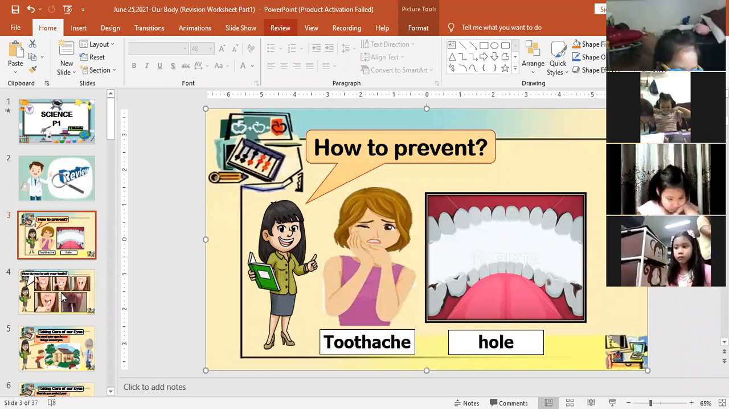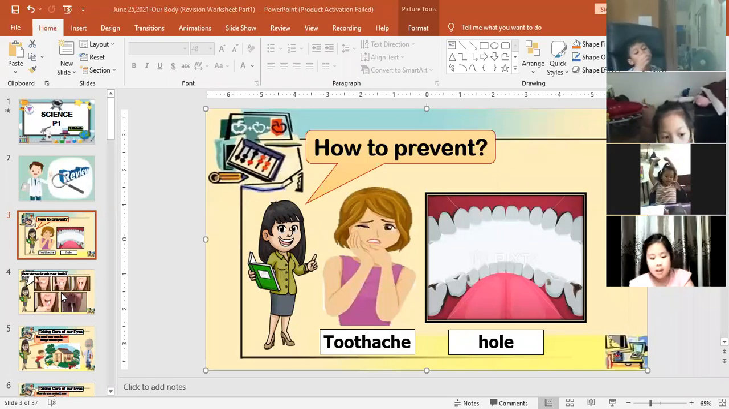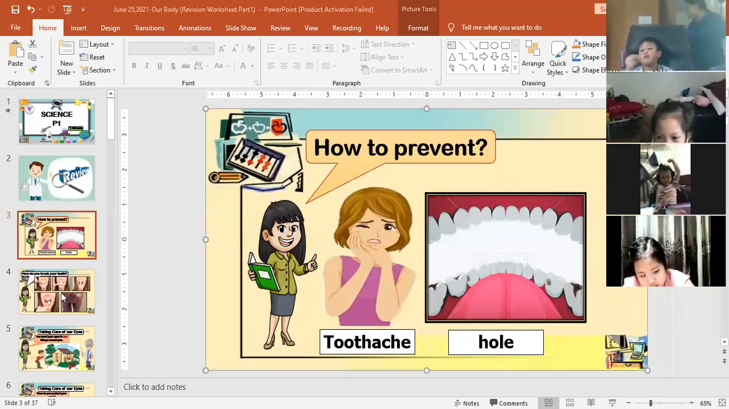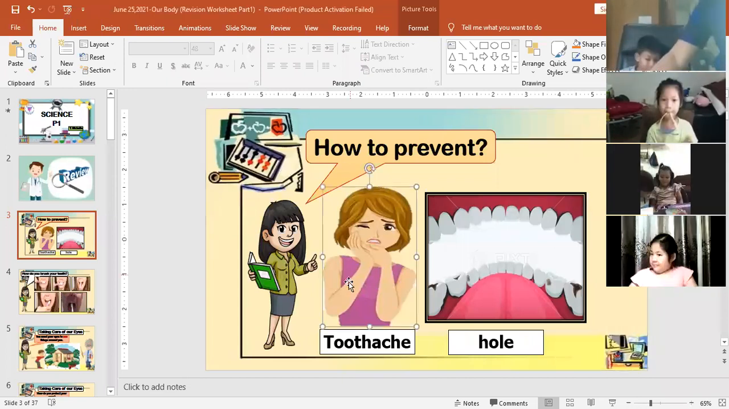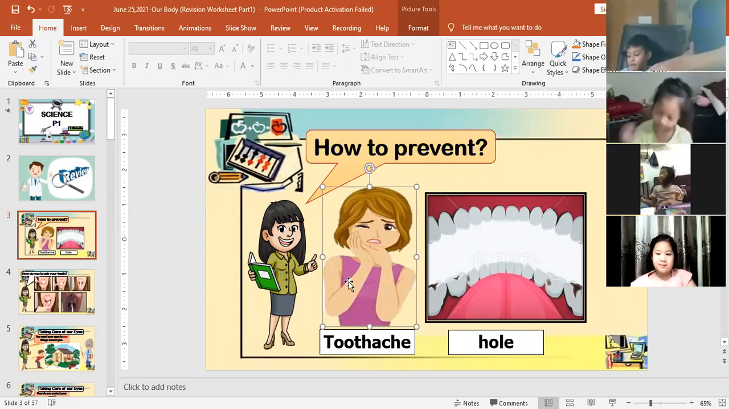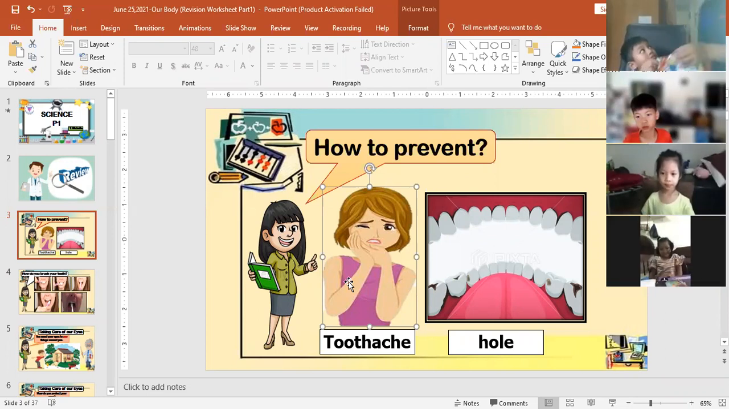How about Maybell? Do you brush your teeth, Maybell? Yes. How many times? One, two, or three? How many times do you brush your teeth? Two. Two in the morning and evening. Some are also brushing their teeth three times a day, morning, afternoon, and night.